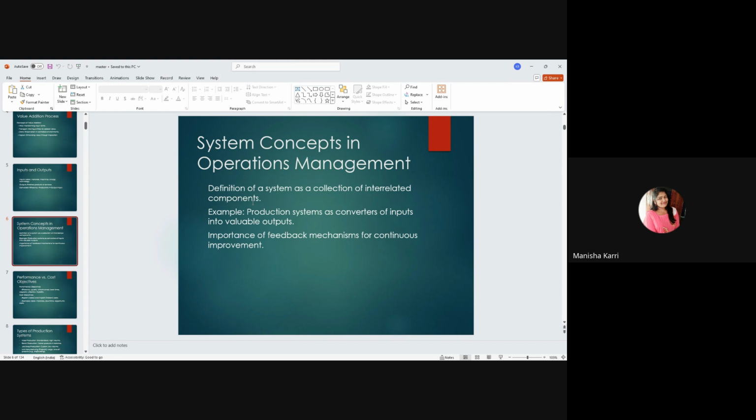You can take an example of production systems. Generally, how do these production systems work? Production systems take inputs such as material, labor, energy, etc., and convert them into outputs like finished products or services. A real life example is a car manufacturing plant. A plant is a system where parts, labor, machines and technologies are all inputs used to produce the final output, which is a car.